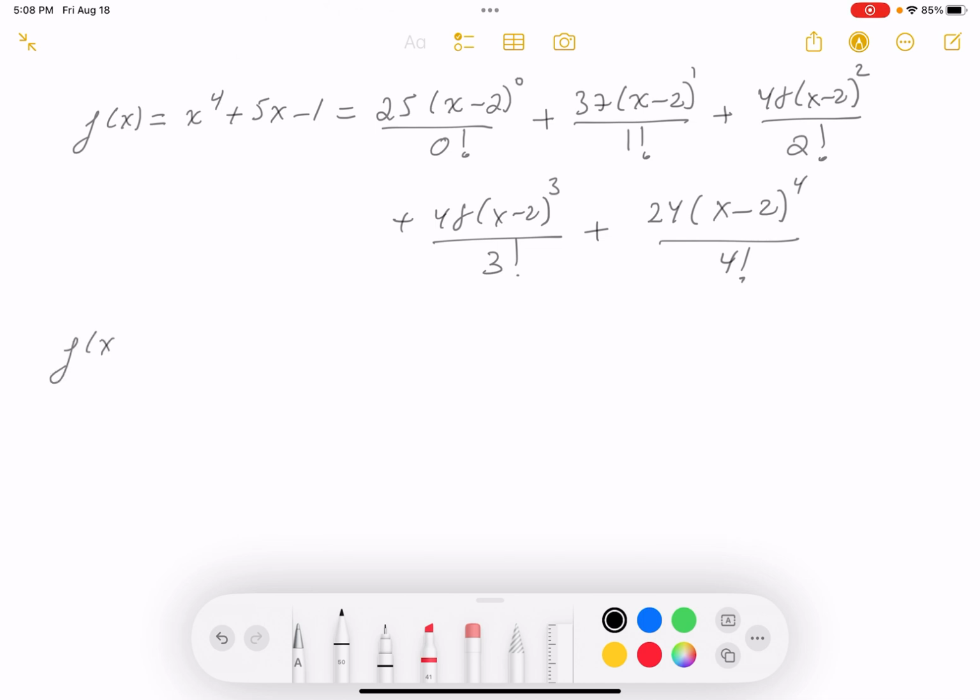So f of x is equal to x to the 4th plus 5x minus 1. Let's write this down. What's the first term going to be? It's just going to be 25. Let's do the next term. What do we say? Plus 37 times x minus 2. What's the next term going to be? Well, it's 48 divided by 2, which is 24, times x minus 2 squared. All right? What's the next term going to be? Well, I'm looking at it, and 48 divided by 3 factorial, 6, and 6 goes into 48 8 times.